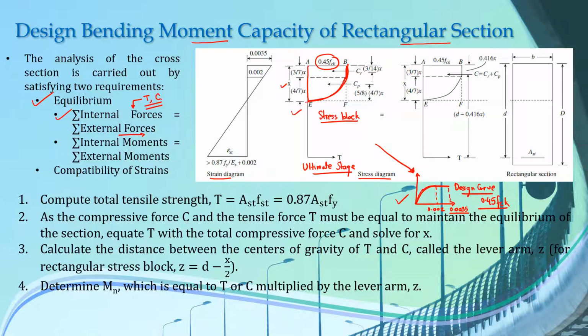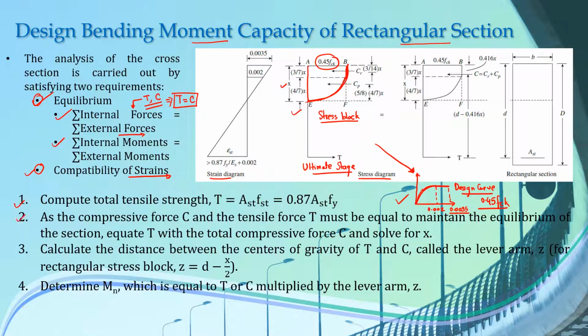So we will use this equilibrium principle in which the tensile force in our rectangular section should be equal to the compressive force. And the second principle is that the summation of external moments should be equal to the summation of internal moments. So this is the first principle of equilibrium. And the second principle that we will use is the compatibility of strains. You can use this principle to determine whether the steel reinforcement in your rectangular section has yielded or not. Based on these two principles, we will calculate the design bending moment capacity.